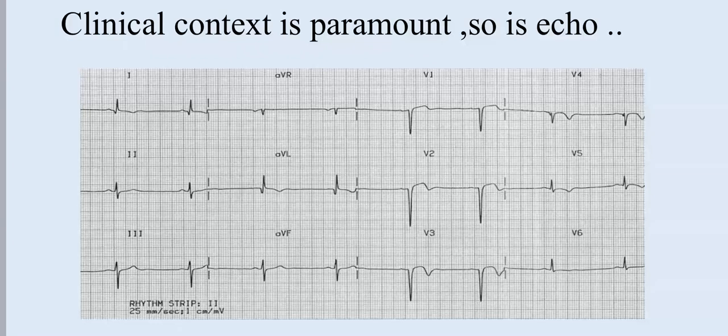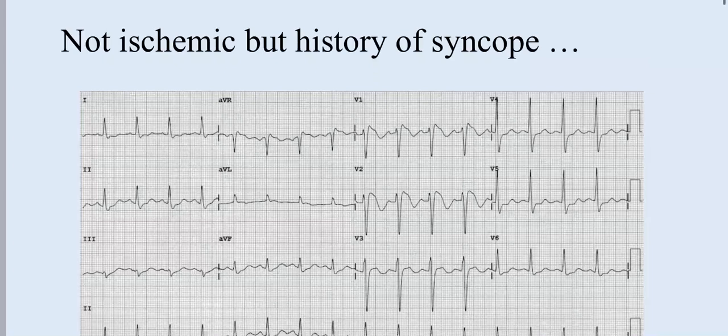What about this one? Again, it looks like ischemia, but it's not, and the patient had a history of syncope. Okay? History of syncope. Brugada, type 1 Brugada. Brugada syndrome, yes. So Brugada leads to a special configuration of ST segment elevation in V1 and V2.